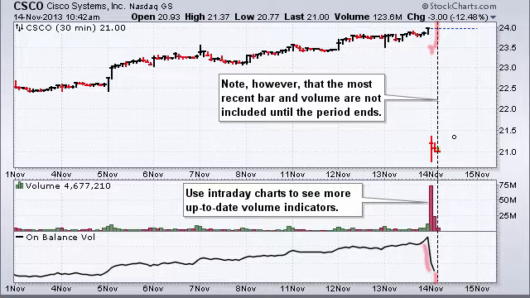So if you want to learn about OBV or any of the other, I think we chart about 10 different volume-based indicators in our SharpCharts workbench. Go to our chart school and you'll find detailed articles on how to use these.